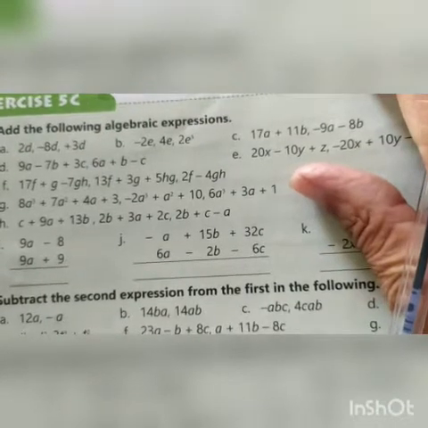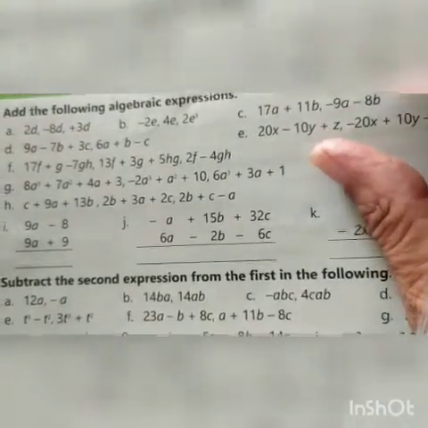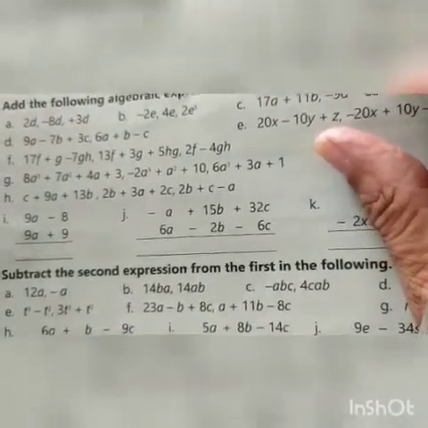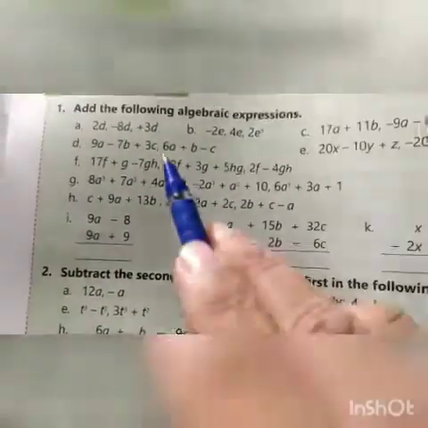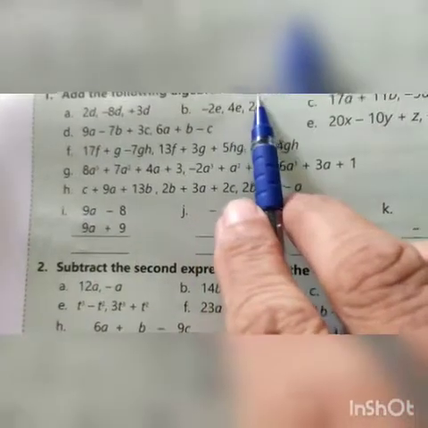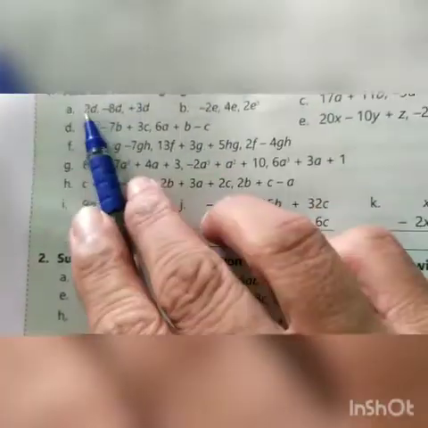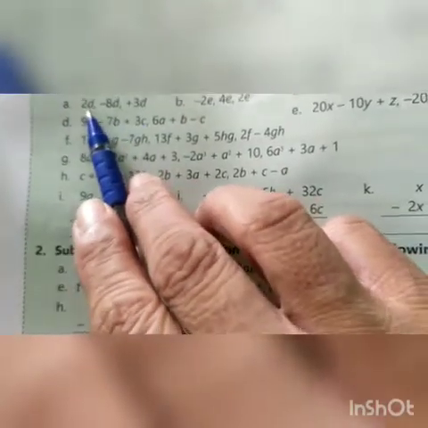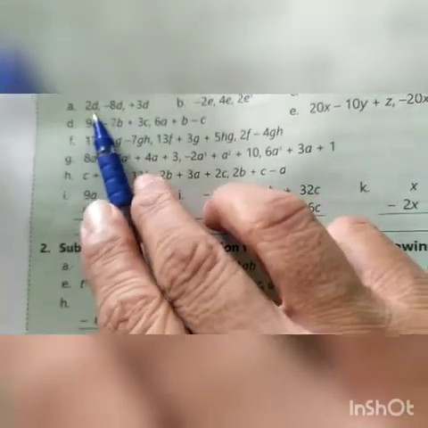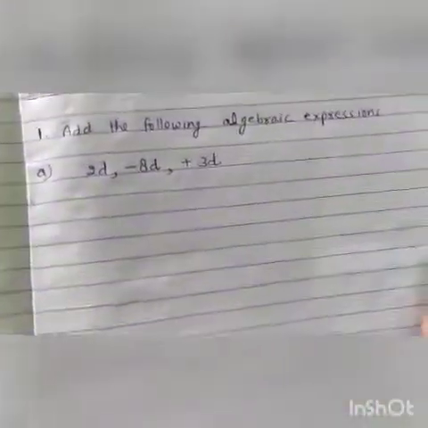How can we add algebraic expressions? So let us start. First question: add the following algebraic expressions. A part is 2d, minus 8d and plus 3d. There are three monomials and we have to add these three monomials.